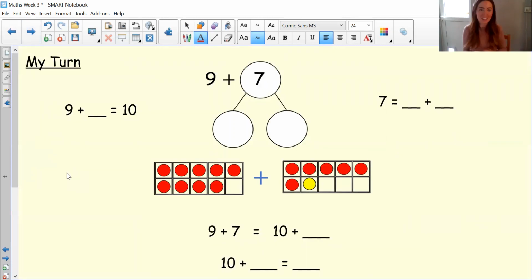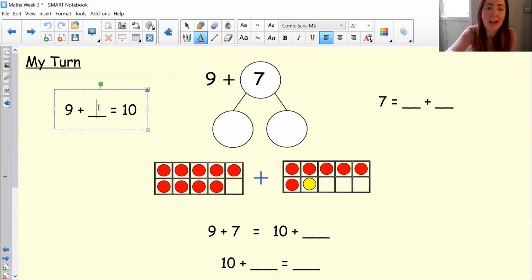Okay, so my turn again now. We can show making 10 as a part whole model as well. So let's see and explore how to do that now. So here we have a question, 9 add 7, okay? So 9 add 7. Now, if I make 10, I know that 9 add 1 equals 10.